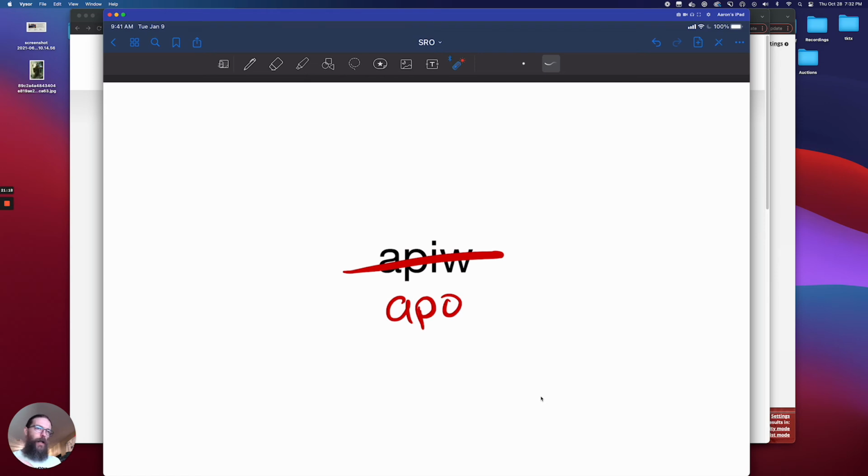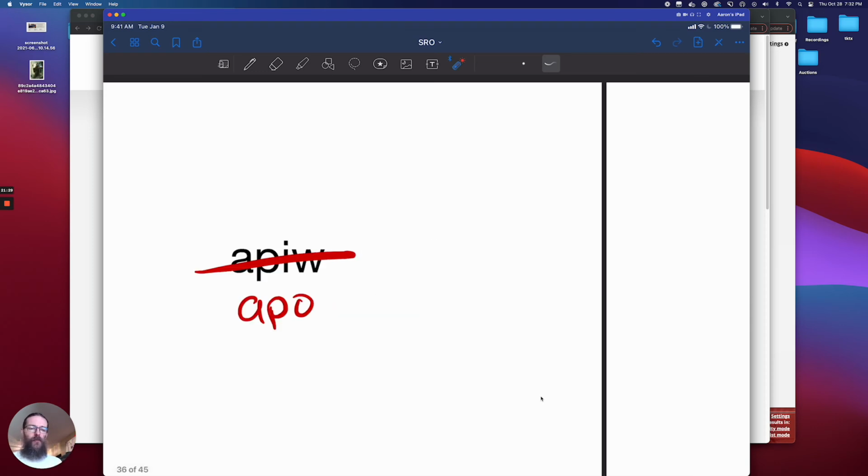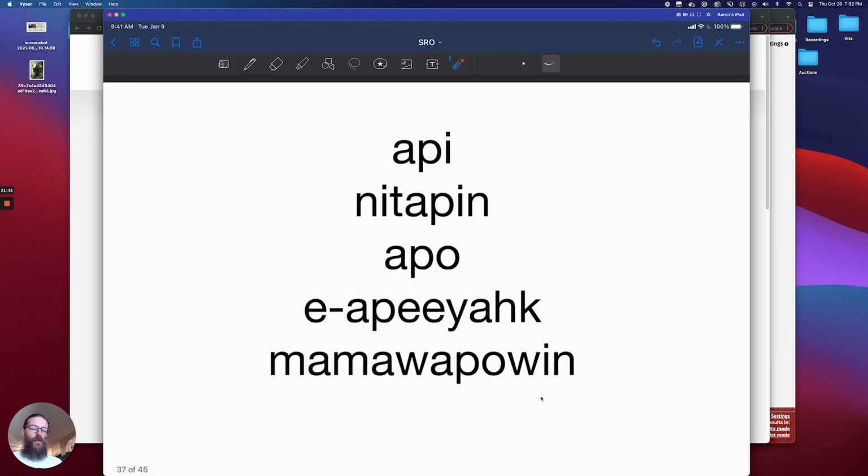And I don't have a problem with that. As a learner, for me, it's problematic. I'm not going to tell anyone else what to do, but I will tell you why that's problematic for me. These are all different words that use that same word in there. So, ape, sit, nitapin, I sit, apo, that one sits. Iapia, we are sitting. Mamuapun, which is like a meeting, I guess, or a gathering.